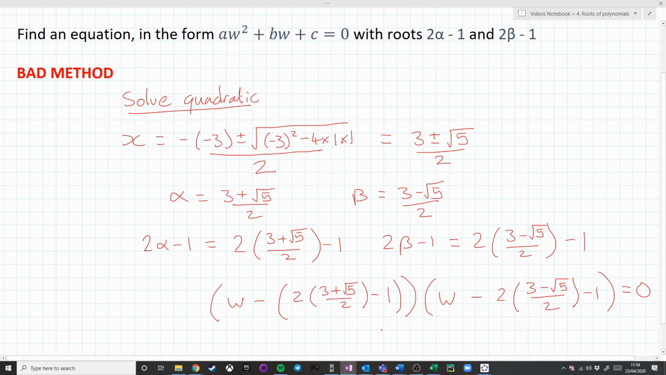But it's a total mess, and we'd have to multiply that all out. And would we manage to get the integer coefficients that we're looking for? Yeah, you could do it. It works, but it's a bad method. It's ugly. It's tempting to go into decimals. I'm going to show you a much quicker one.